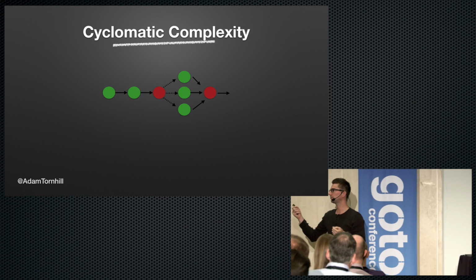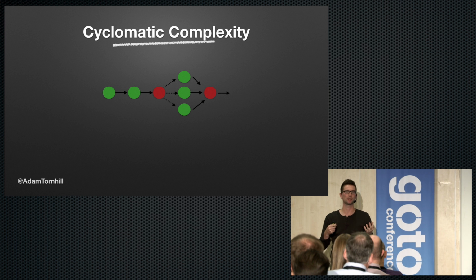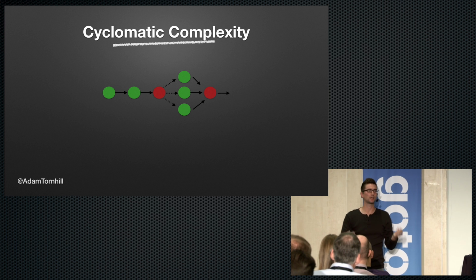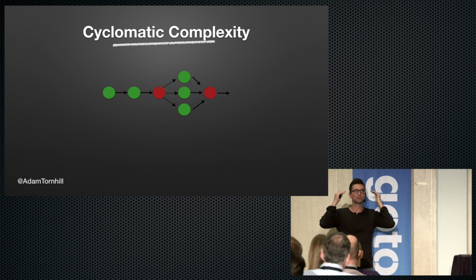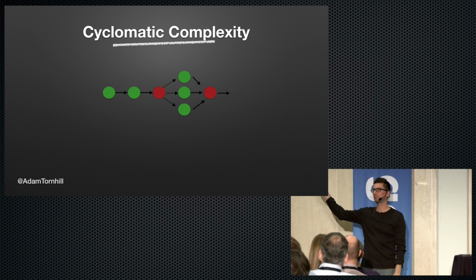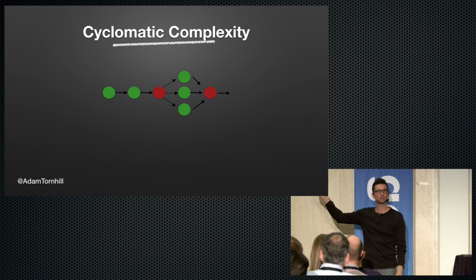Because it ties to one of the most limiting factors we have in programming. It's a cognitive factor, our working memory. There's really just so much we can hold in our head at once. So I would say things like McCabe's Cyclomatic Complexity definitely make sense.